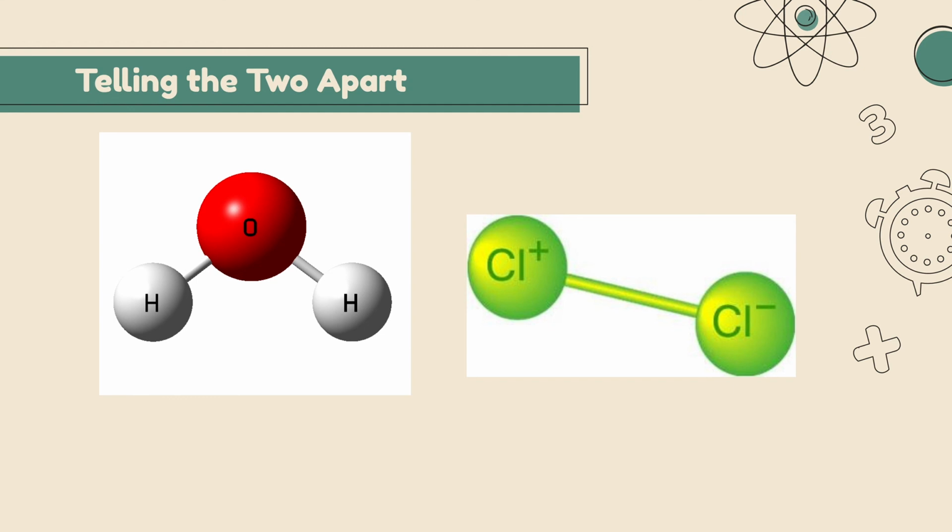So what do we notice? We see that there are two different atoms represented by different colored and sized balls, and we can see that the atoms are bonded to each other from the lines connecting them. Since there are two different atoms bonded together, we can call this a compound.